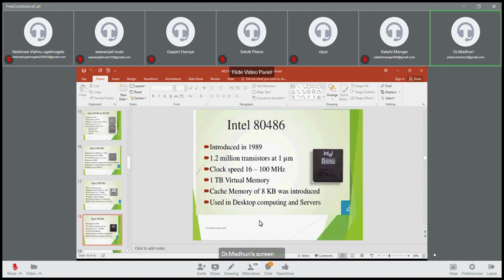Now here one more thing, they included the concept of virtual memory in the 386 microprocessor also, but the virtual memory was a little bit less. But in the next version of the microprocessor, they increased the capacity of the virtual memory, and it goes to 1 terabyte. 1 terabyte, it's not a joke, guys.